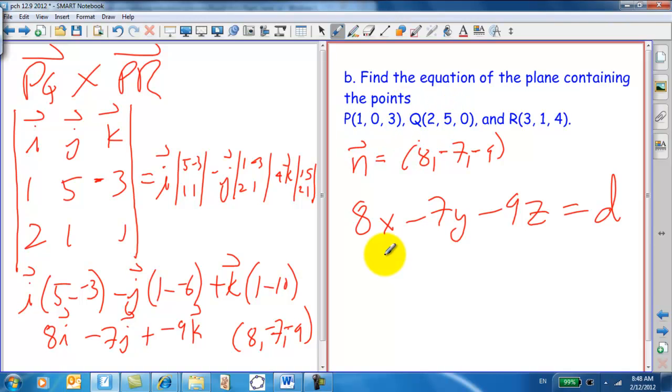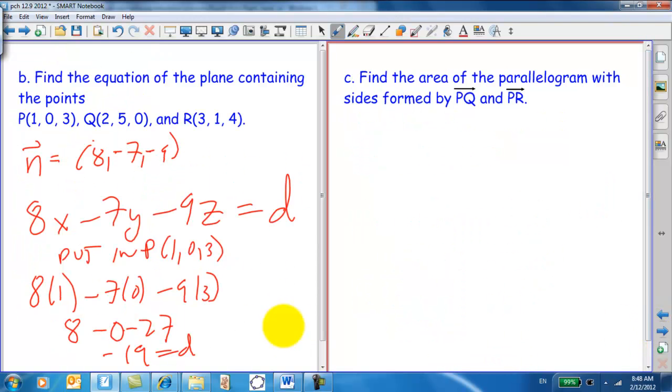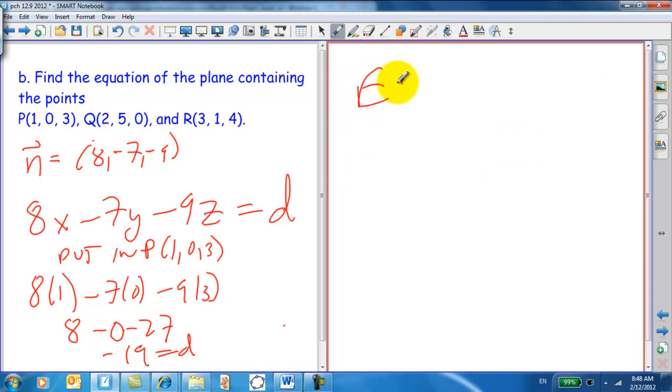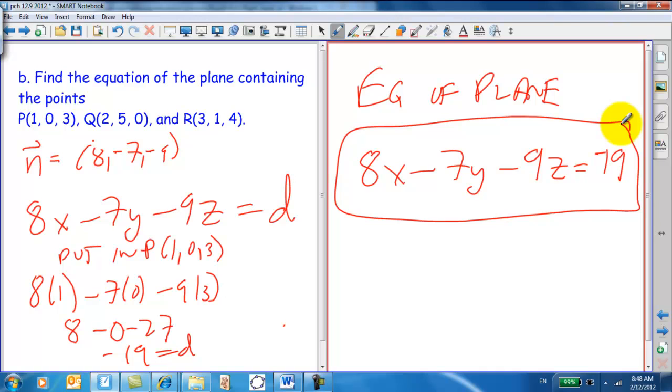So let's put in P, which is (1, 0, 3). So 8 times 1 minus 7 times 0 minus 9 times 3. So that's 8 minus 0 minus 27. And I believe we get a negative 19 for d. And now you can put it all together then. So the equation of the plane that goes through those 3 points is 8x minus 7y minus 9z equals negative 19. There you go.